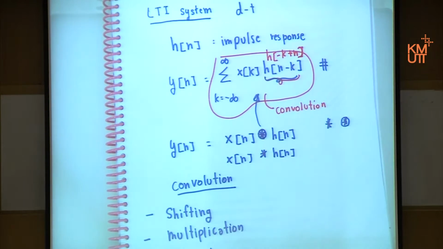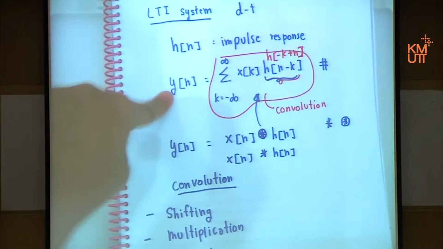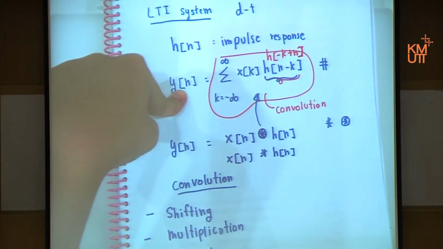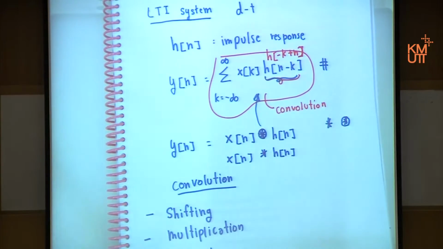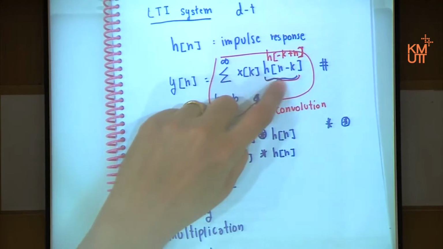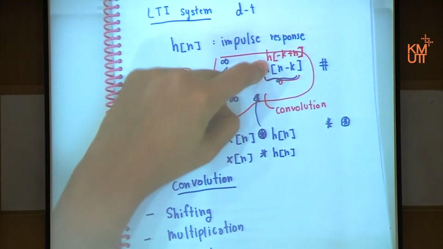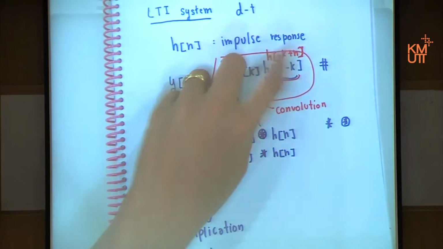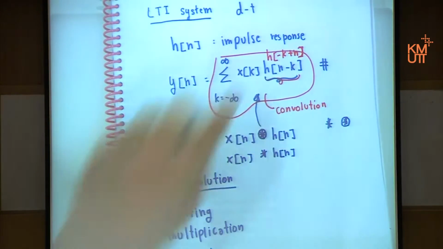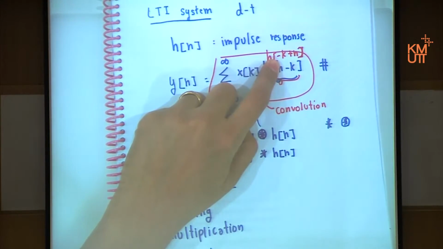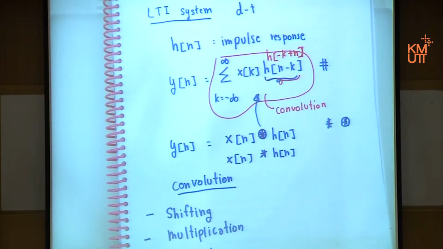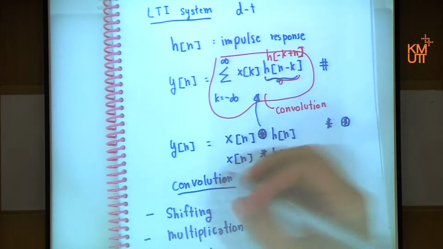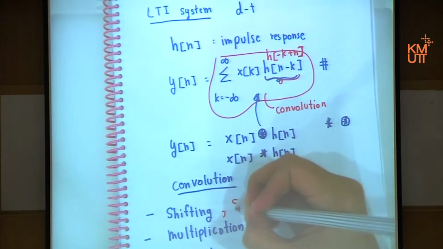In order to find the value of y for each value of n, if you rewrite this term into the form h[minus k plus n], it means that you need to flip h first to find h[minus k], and then shift h[minus k] by n units. So not only the shifting operation, you need to do a flipping operation first.